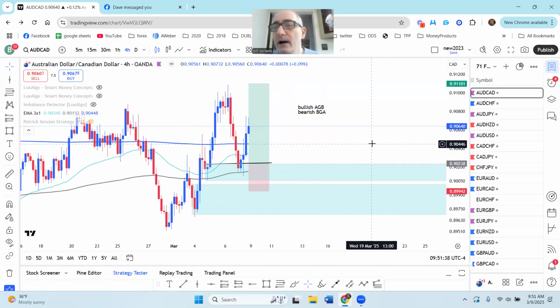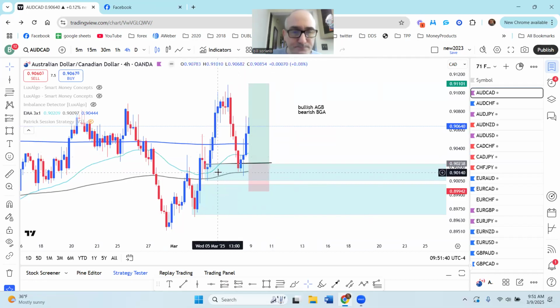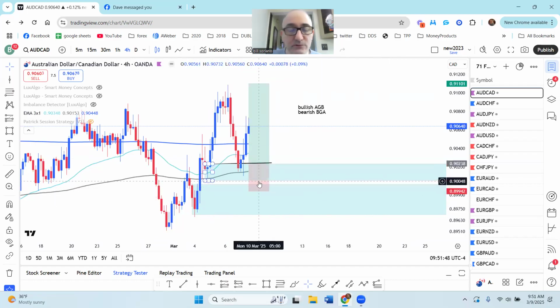Okay, but in this scenario here, we had this 4 hour supply zone right here, and we did have one right below it as well, right? So we didn't know what was going to happen.